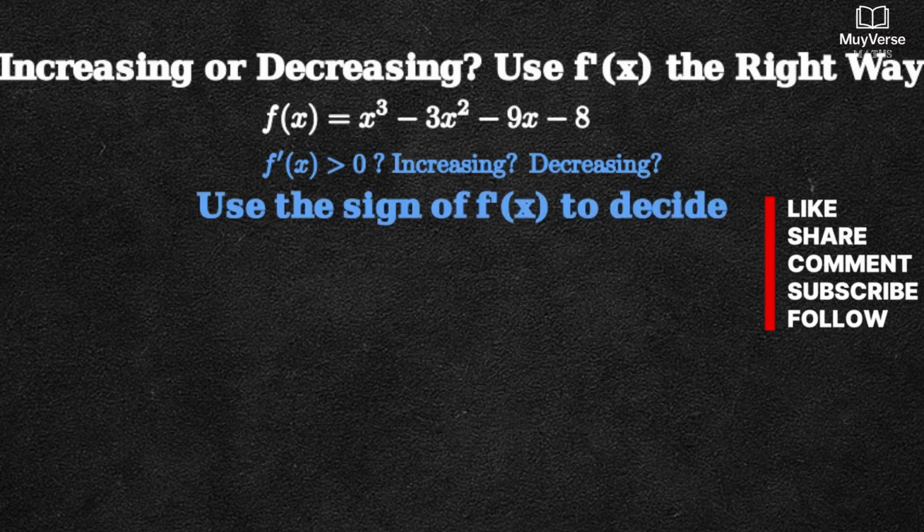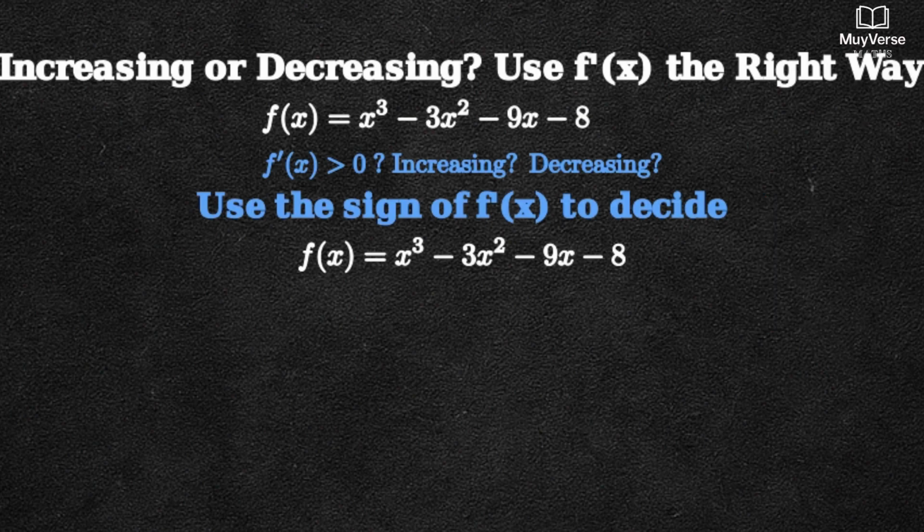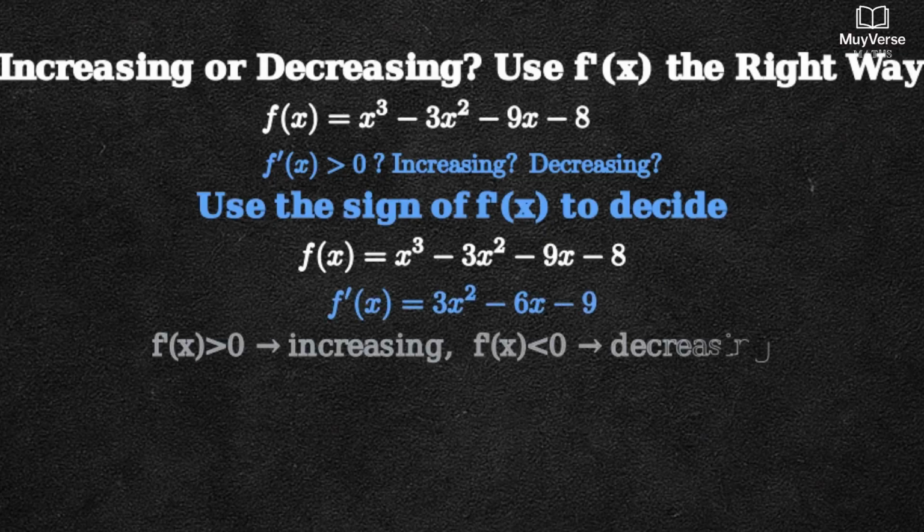the sign of its derivative. Step 1. Find the derivative. Our function is f of x equals x cubed minus 3x squared minus 9x minus 8. Using the power rule, f prime of x equals 3x squared minus 6x minus 9. If f prime is positive, the function increases. If f prime is negative, the function decreases.